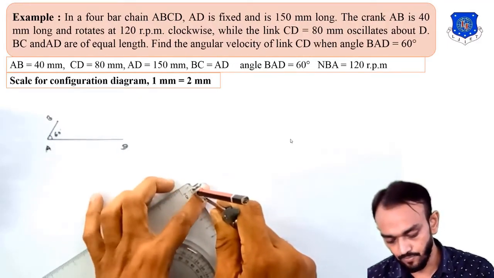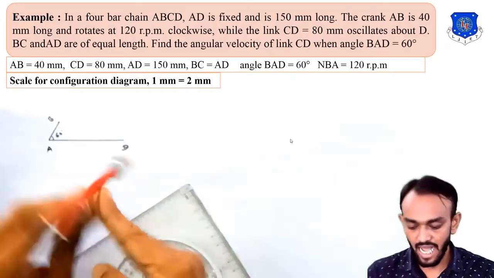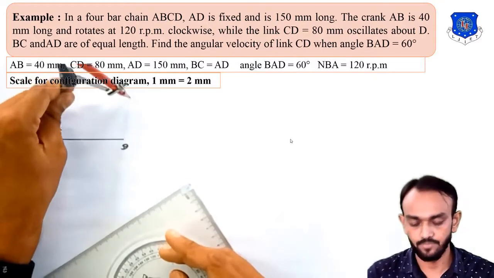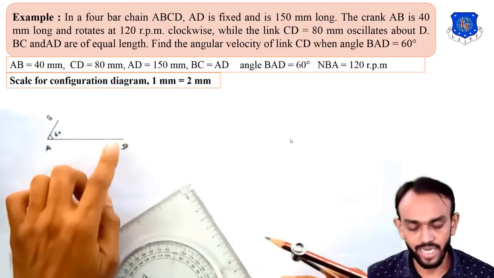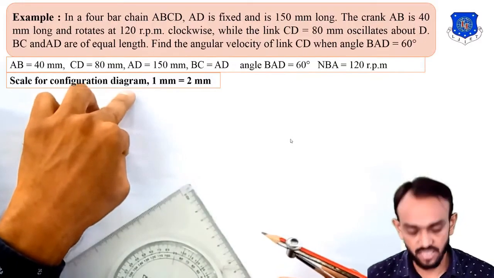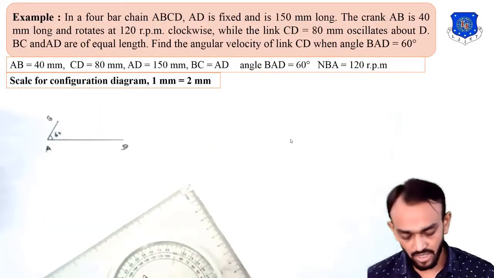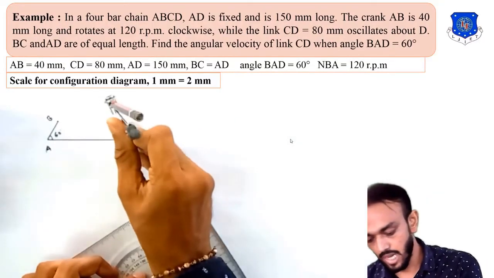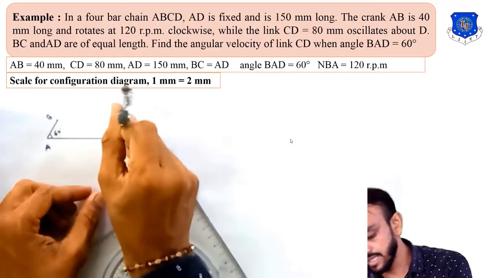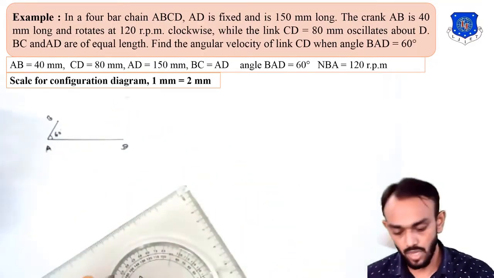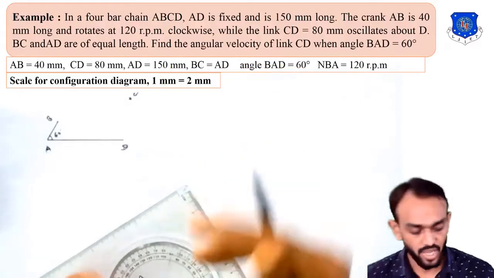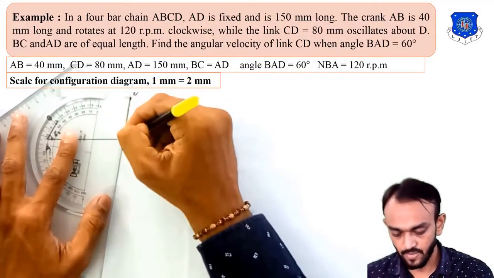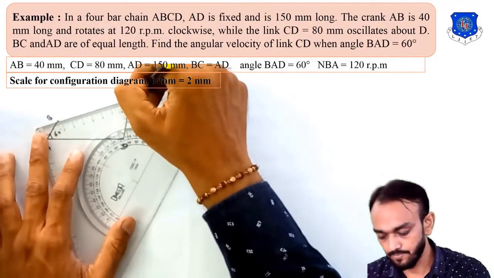B to C is 75, and I will take one arc here. Okay, simple arc. Then from D to C, the CD distance is given as 80 mm. So my dimension will be 40 mm here, 40, and I will draw the second arc here, and the intersecting point between these two arcs will be the C point. I will draw this line like C to D and B to C.